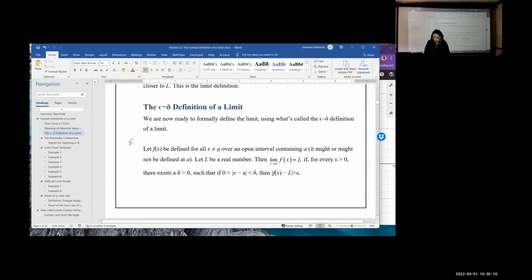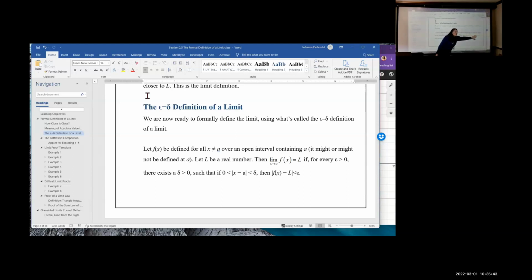So here's the formal definition of a limit. This is called Cauchy's epsilon-delta definition of a limit. Let f of x be defined for all x not equal to a over some open interval containing a. It might or might not be defined at a. We could have a hole there. Let L be a real number, a y value. Then the limit as x approaches a of f of x will equal L. The y value approaches L.